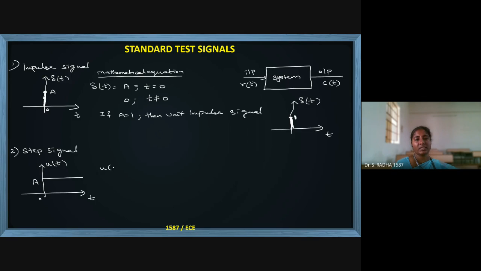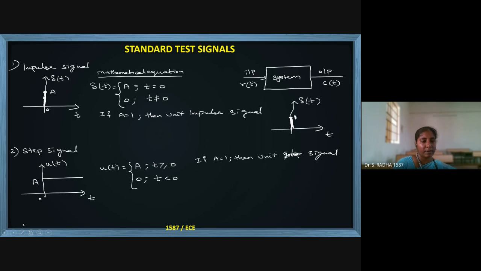So we can say u of t is capital A for t greater than or equal to 0, and 0 for t less than 0. Negative side, height is not present. Positive side, height is present. If capital A equal to 1, then it is called the unit step signal.